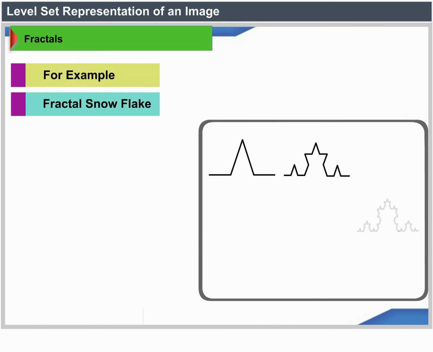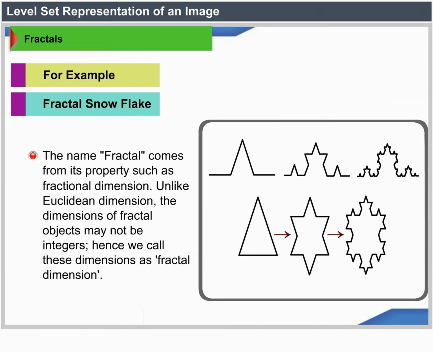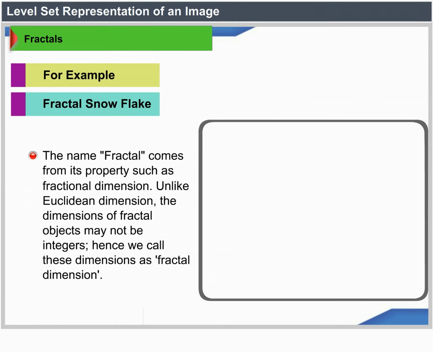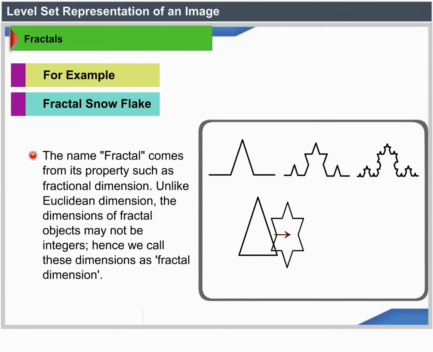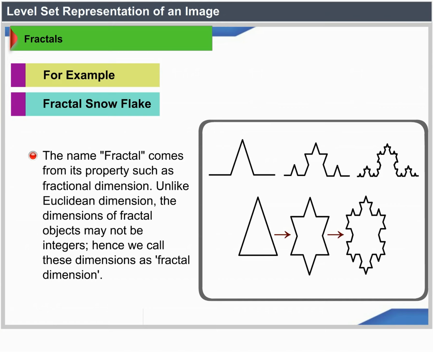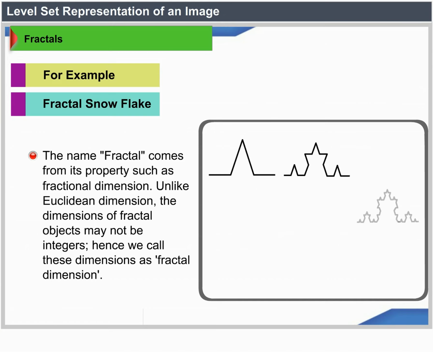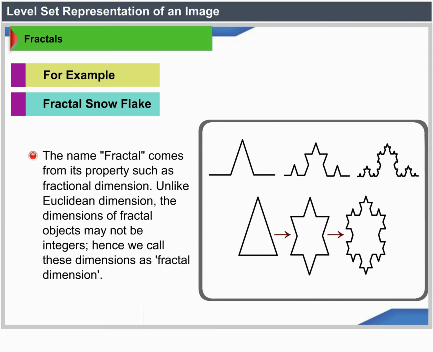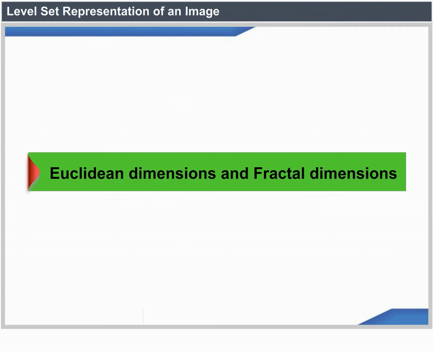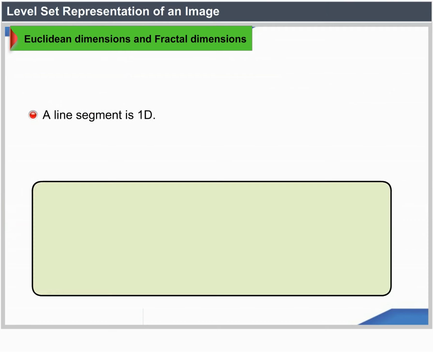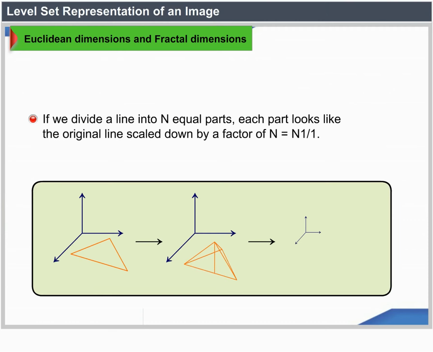The name fractal comes from its property, fractional dimension. Unlike Euclidean dimension, the dimensions of fractal objects may not be integers, and we call these dimensions fractal dimension. Euclidean dimensions and fractal dimensions. A line segment is 1D. If we divide a line into n equal parts, the parts each look like the original line, scaled down by a factor of n. That is, n to the power of 1 by 1.